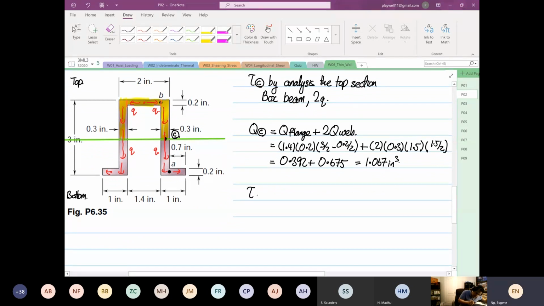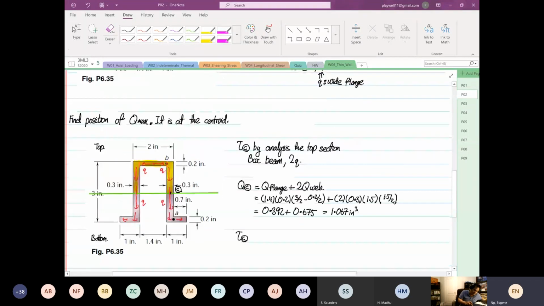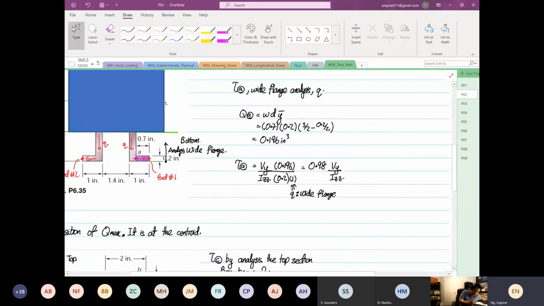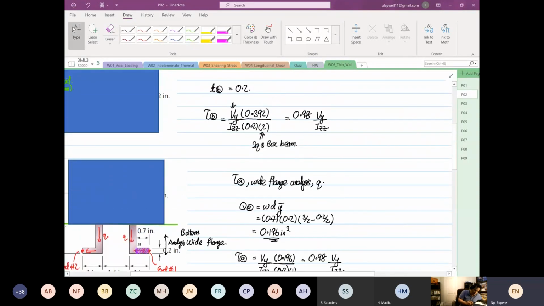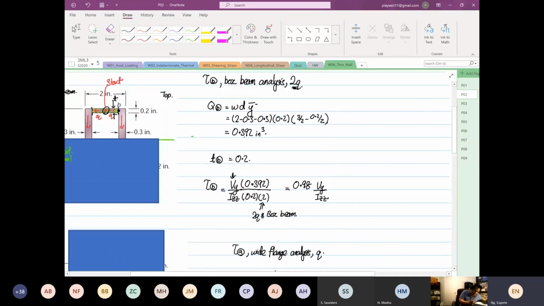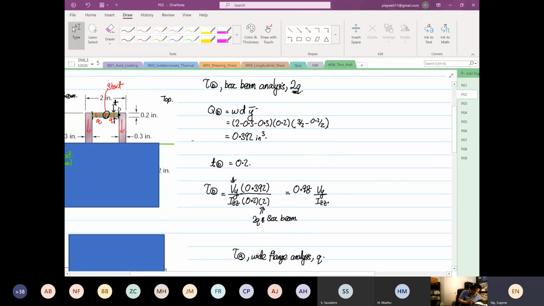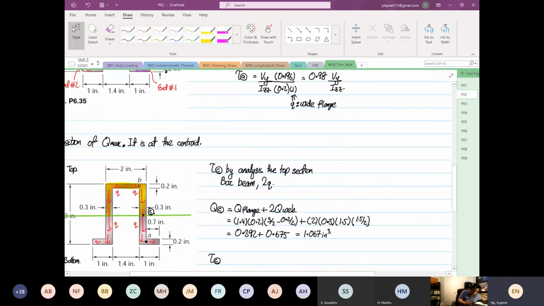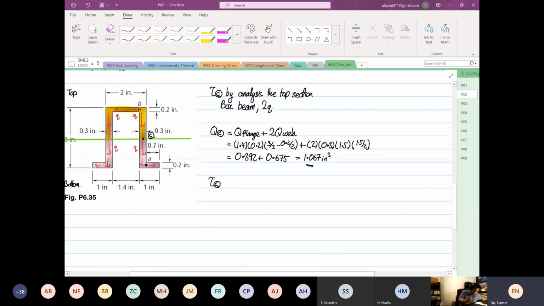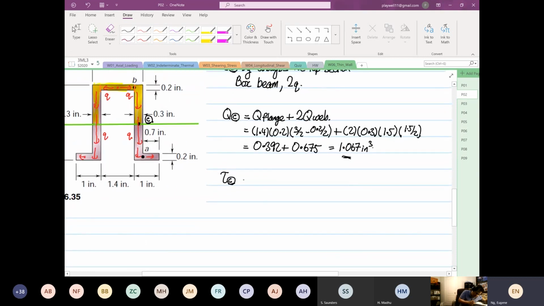So from here, the shear at point C. Now, by looking at this, right, the first moment of area at point C is much larger. Point A is only 0.196. Point B is only what? Point B is only 0.392. Right. This one is the maximum, 1.067.